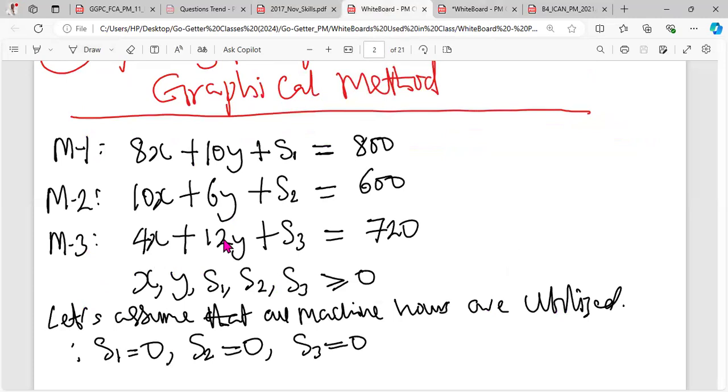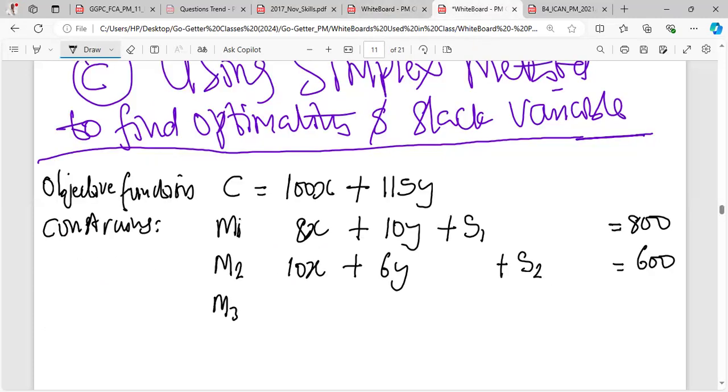So you now get the gist. 4x, 12y, 720. 4x plus 12y. Now come here, plus S3 equal to 720. All right, so for it to be in standard form, everything must have x, y. There must be S1 all through, S2 all through, and S3 all through.